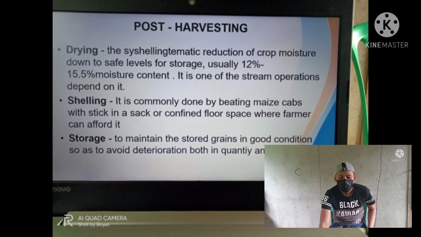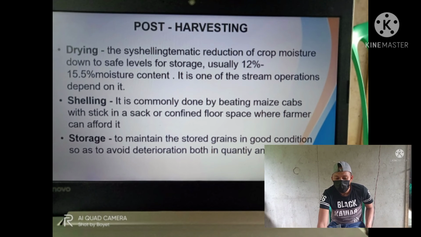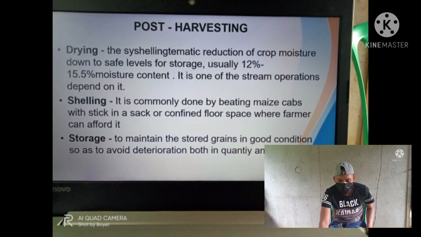Post-harvesting. Drying: the systematic reduction of crop moisture down to safe levels for storage, usually 12% to 15.5% moisture content. It is one of the most important operations. Shelling is commonly done by beating maize cobs with a stick in a sack or confined floor space where farmers cannot afford machines. Storage: to maintain the stored grains in good condition so as to avoid deterioration both in quantity and quality.